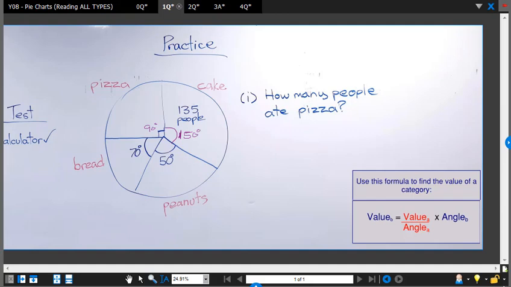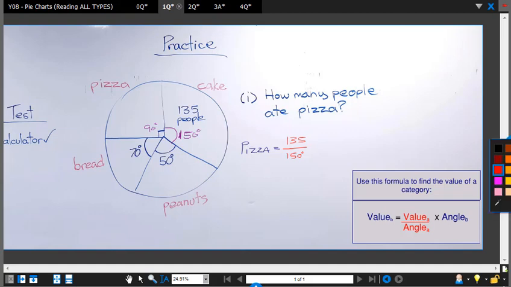Oh, yeah, we can use this formula. So let's do it. We want to find out how many people ate pizza. We're going to put pizza. So the pizza people is going to be calculated by, this is the cake, we know the value and we know the angle, so it's going to be 135 over 150. That's degrees, just in case you're wondering where it came from.